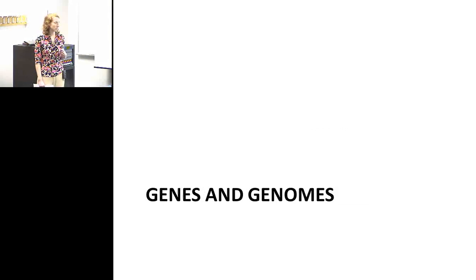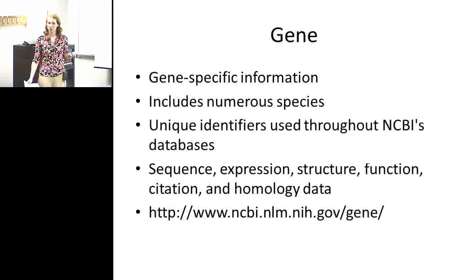All right, so I'm going to start by talking about NCBI resources for genes and genomes. This, of course, will start with Gene. I know many of you in this room are very familiar with Gene, so I won't spend too much time on it. But Gene, which was formerly known as Entrez Gene, covers, of course, gene-specific information. It has genes for many species. And it does contain unique identifiers that are used throughout many of the NCBI databases. You can, of course, get a lot of very useful information from a gene record. So you can get information about sequence, expression, structure, function, citation, homology data, and more.